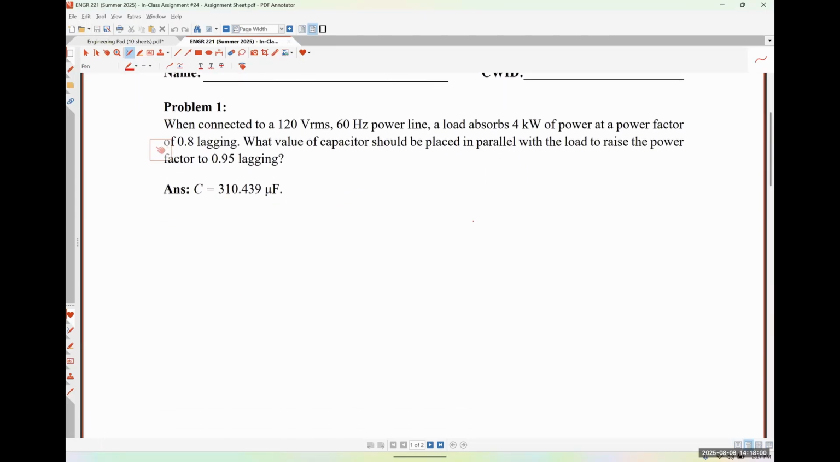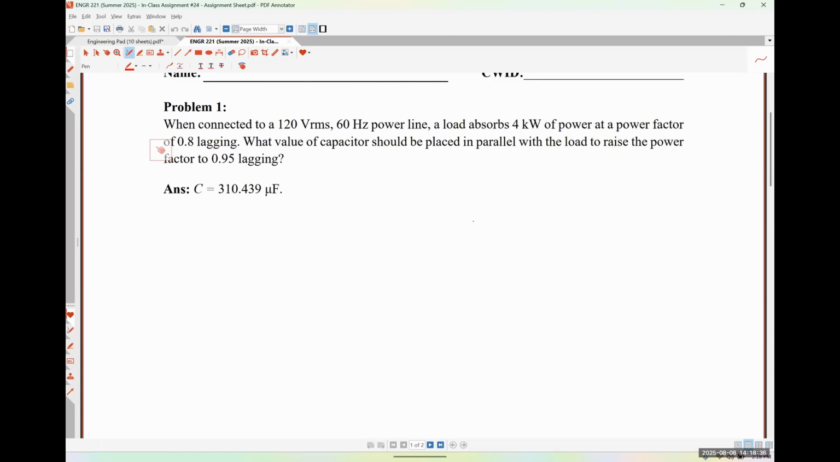So we're going to work this one right here. We've got a little bit of a word problem, but that's okay. We're told that we have a 120 volt RMS system operating at a linear frequency of 60 hertz. Our load is absorbing 4 kilowatts of power at a power factor of 0.8 lagging, and we're trying to find the value of the capacitor to put in parallel with the load in order to raise the power factor to 0.95.